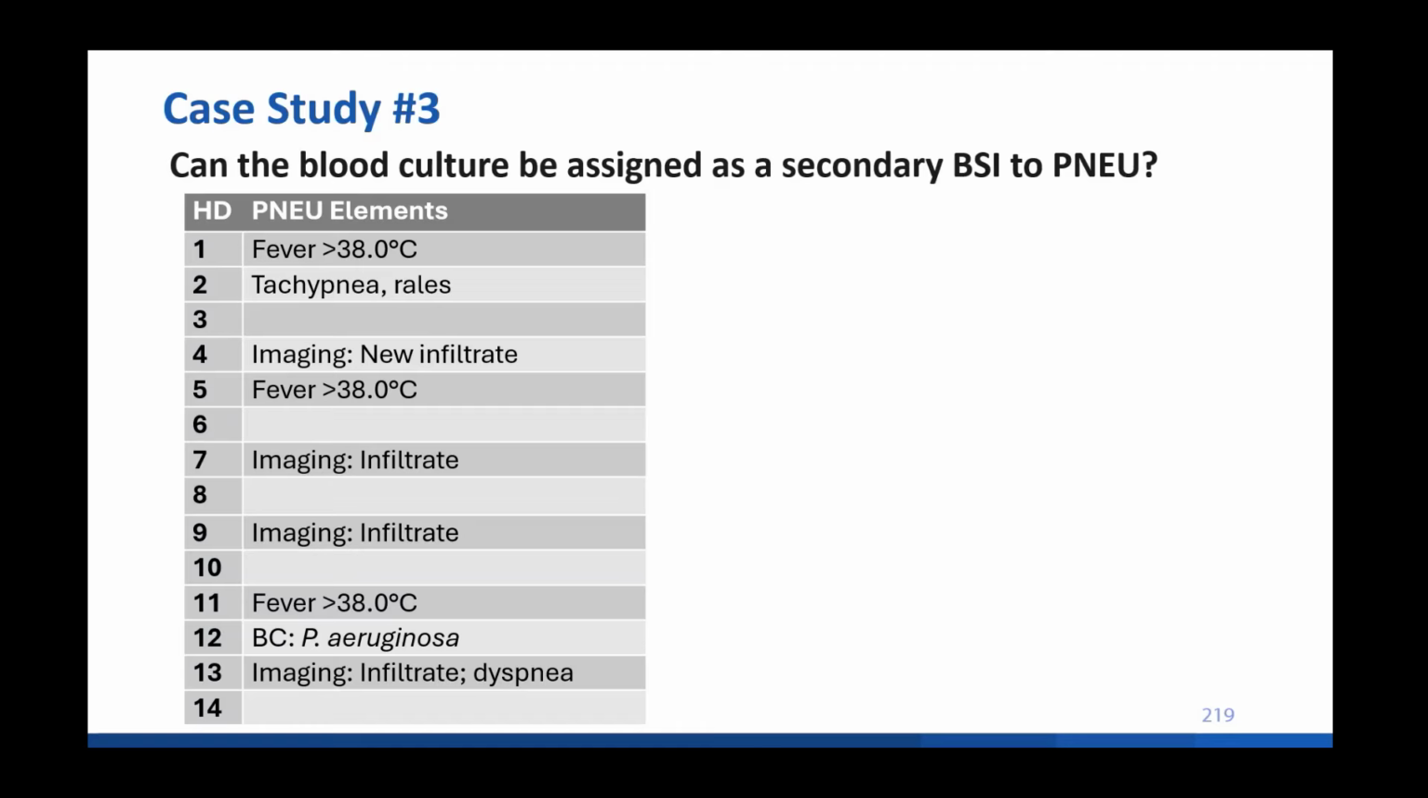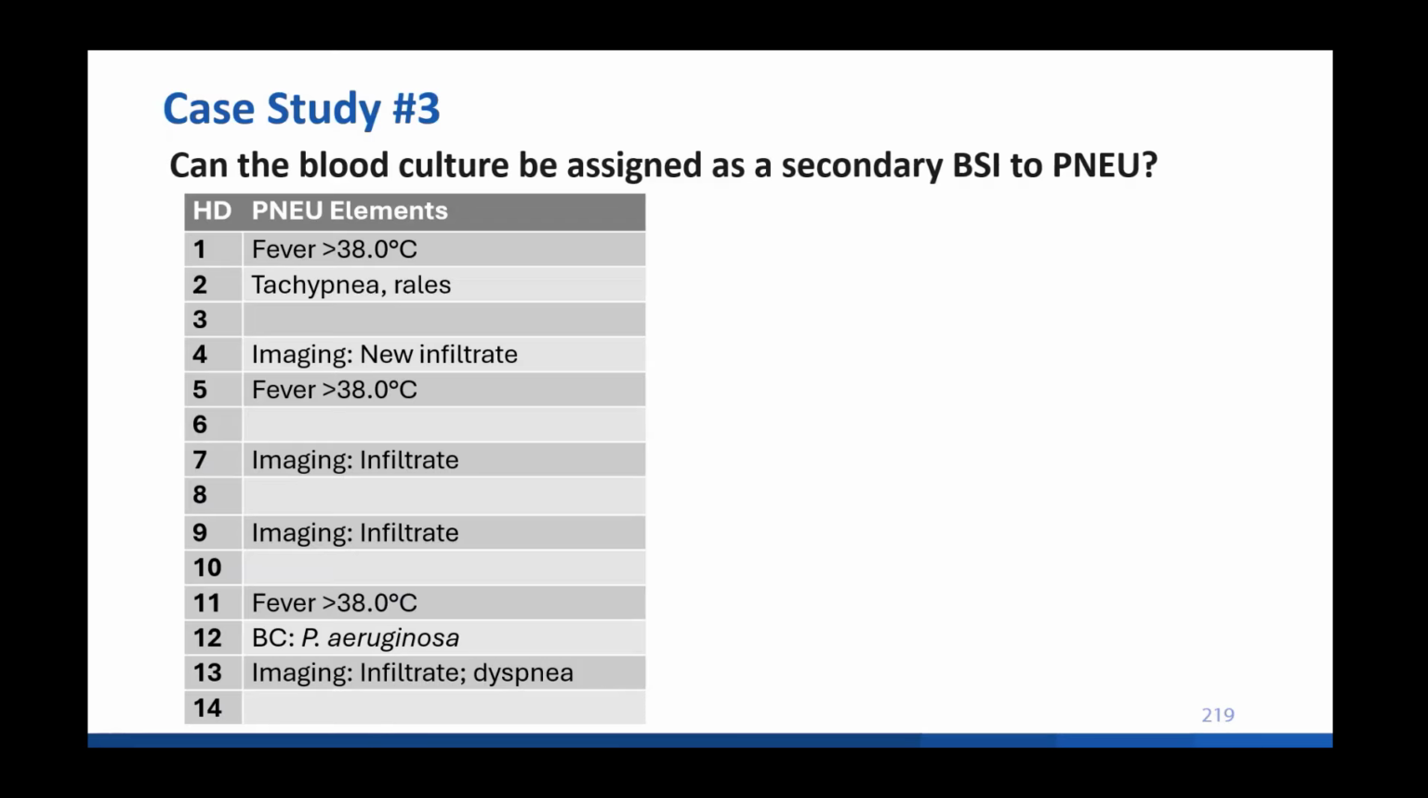All right, a little slow starting, but overwhelmingly yes. All right, good job. Let's discuss this case. This case pulls together several concepts from Chapter 2, Identifying HAIs, and from Secondary BSI Attribution Guidance. But since we are applying the pneumonia definition, the first step is to evaluate the imaging for new and persistent or progressive and persistent evidence of pneumonia.